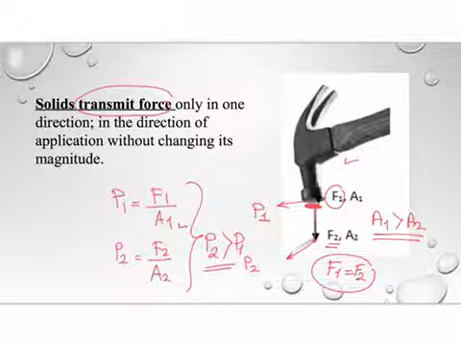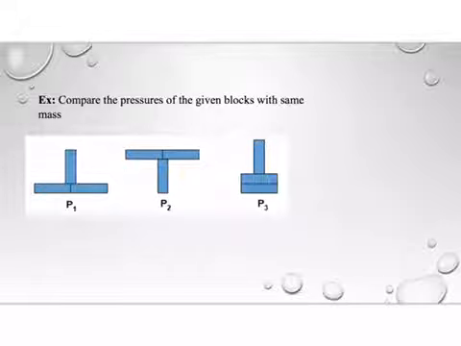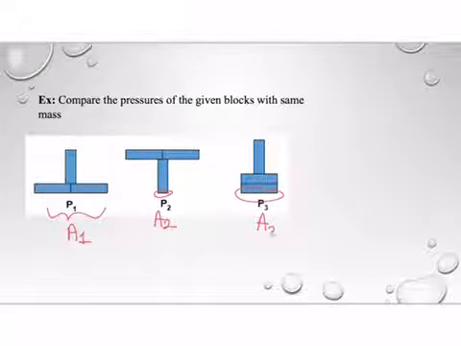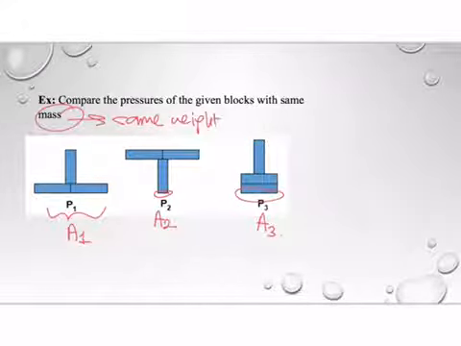So here I created a bigger pressure with the same force applied. In this example, compare the pressures of the given blocks with the same mass. Now here I have an area of A1, this has an area of A2, and this has an area of A3. They have the same mass, so the same weight. So the weight of the objects is equal to the force, so they have the same force.